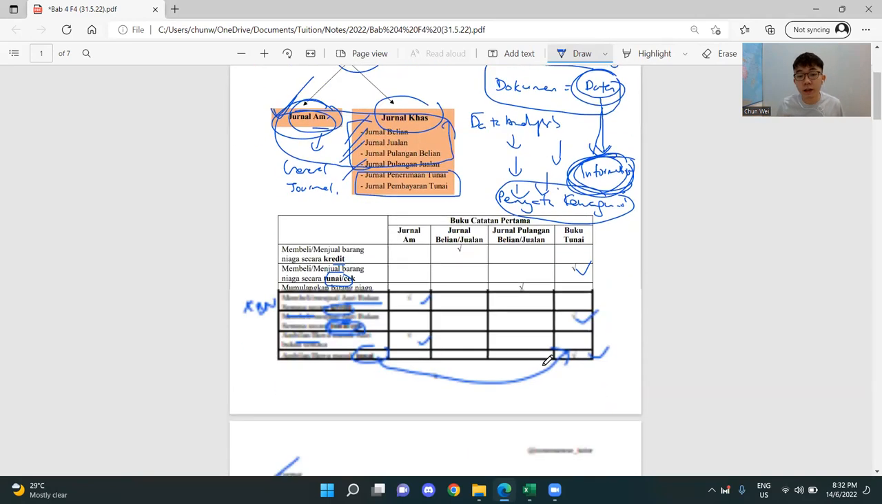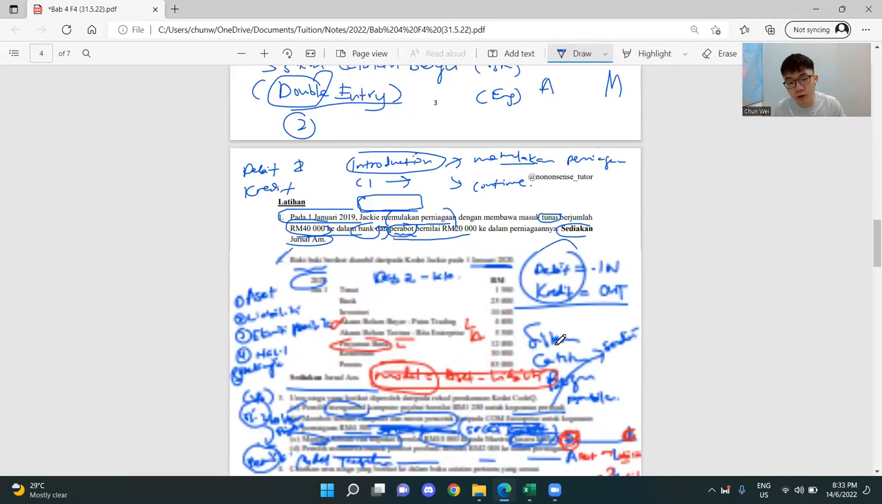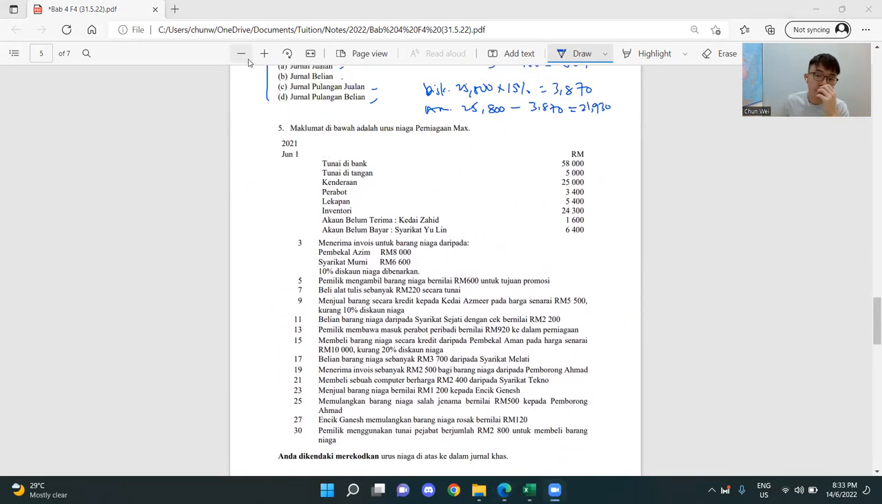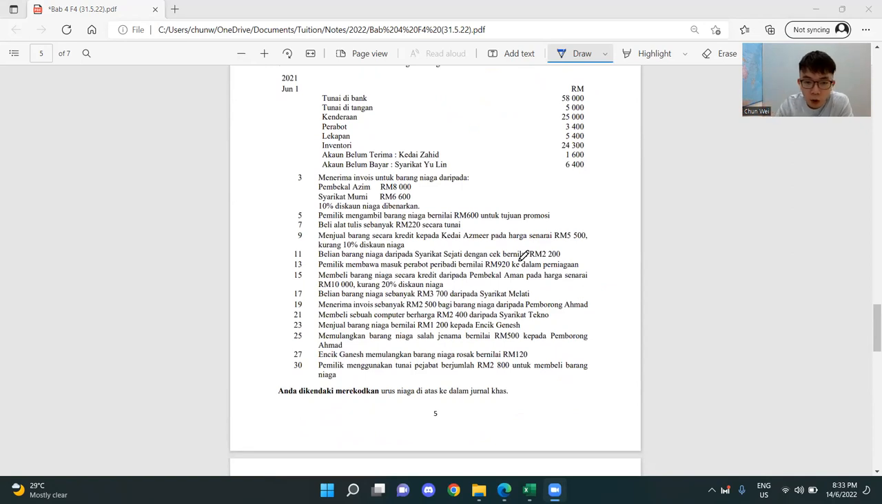But before that, let's do a question quickly. Okay, so let's do question 5 together, so that you can gain a deeper understanding into this jurnal am and all this belian, jualan and pulangan belian, pulangan jualan. But I want to change this question, as here it is stated as anda dikehendaki merekodkan urus niaga di atas ke dalam jurnal khas. Because when you're saying jurnal khas is quite wide, it included penerimaan tunai and pembayaran tunai. But here I don't want you to do penerimaan tunai and pembayaran tunai yet. Therefore, I will change it instead.